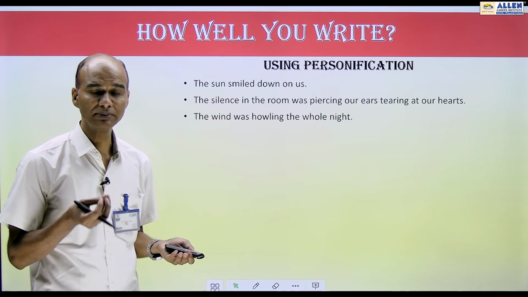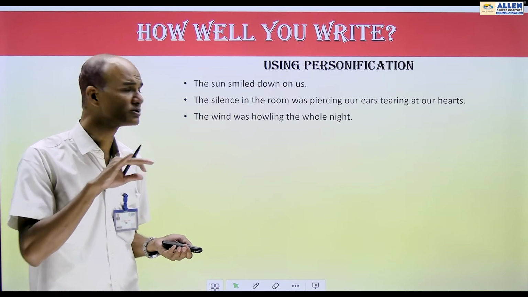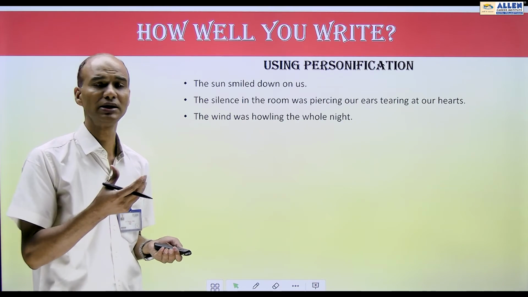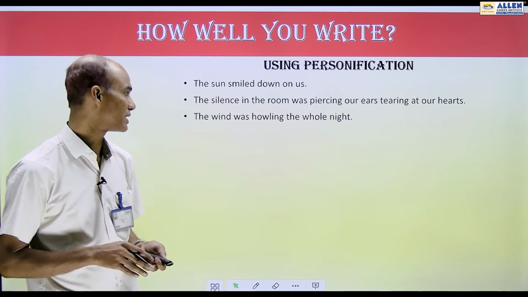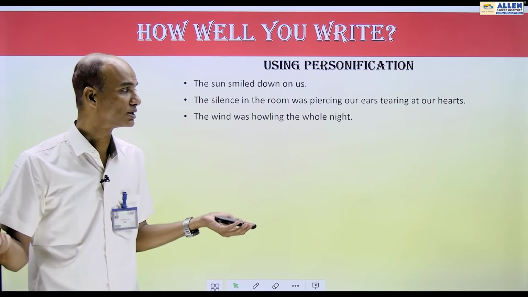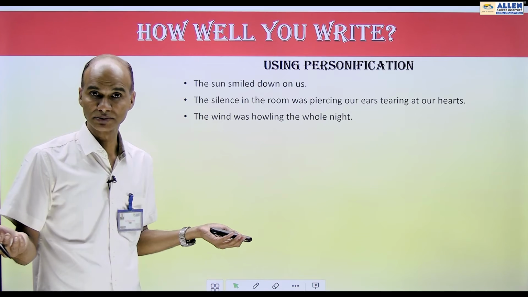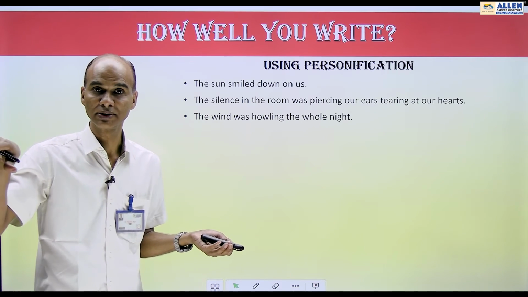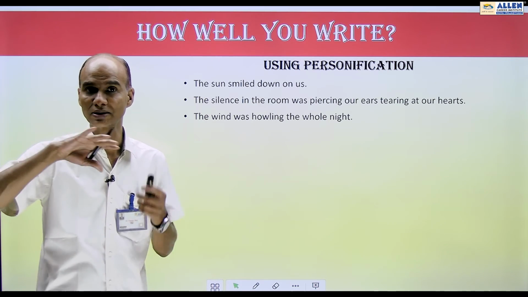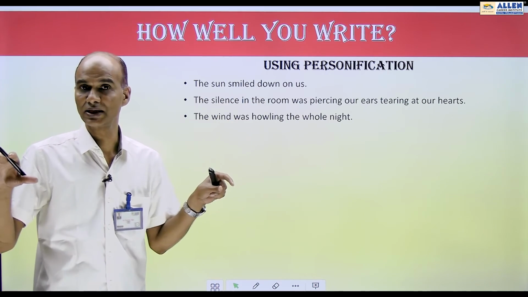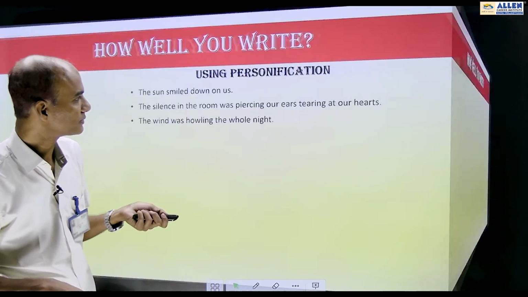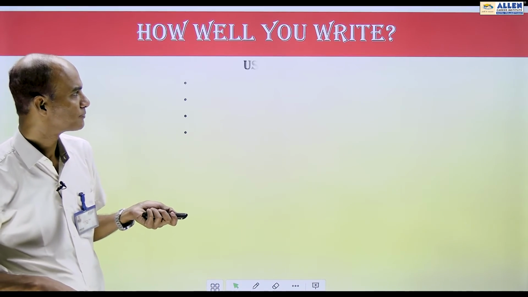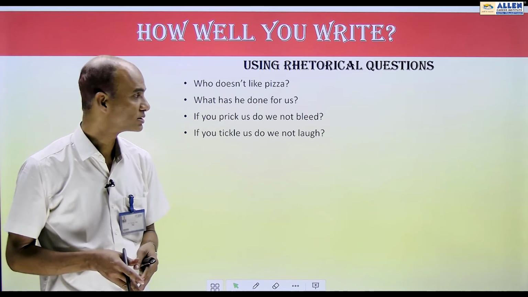So, by using such words, we can move anybody's heart, right? That is how we impress the examiner. The wind was howling the whole night. Yes, how the wind is howling. That gives a picture of the atmosphere in our mind, of how the atmosphere would have been then. And then you can use rhetorical questions.